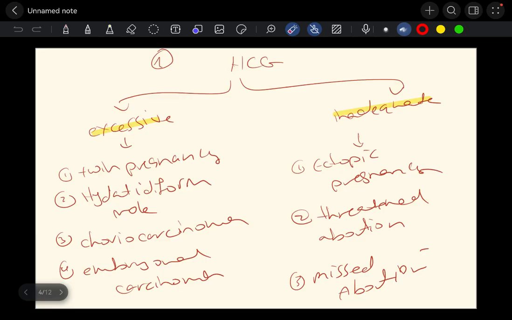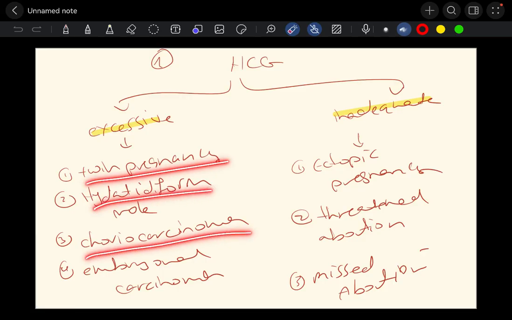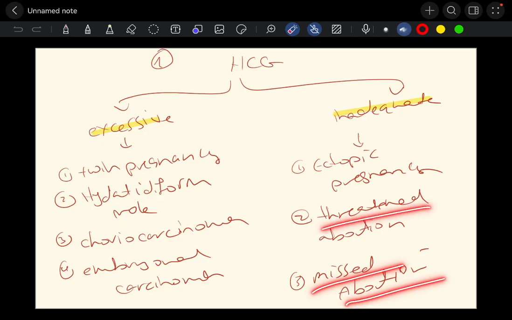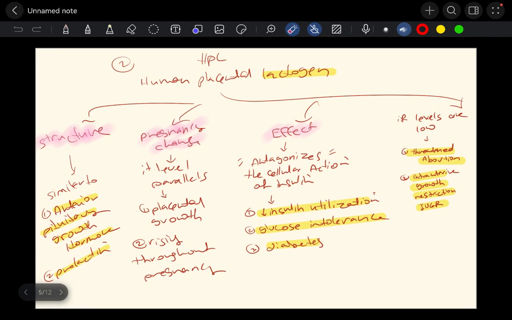Excessive hCG we see in twin pregnancy, hydatidiform mole, choriocarcinoma, and embryonal carcinoma. Inadequate hCG we see in ectopic pregnancy, around 2,000, and in threatened abortion and missed abortion.